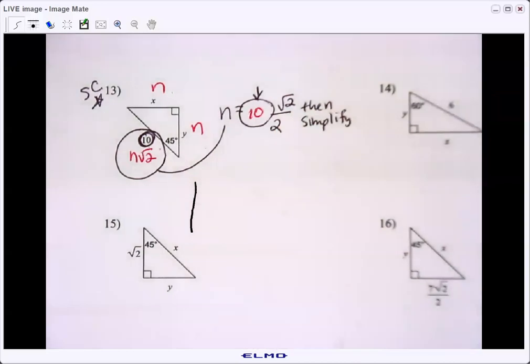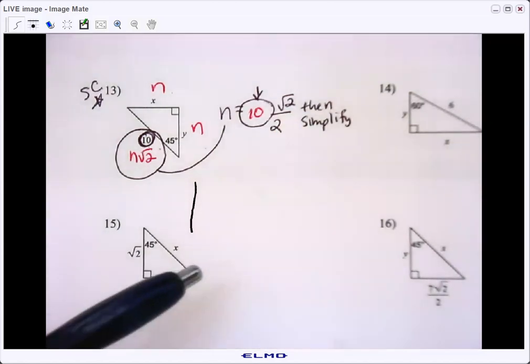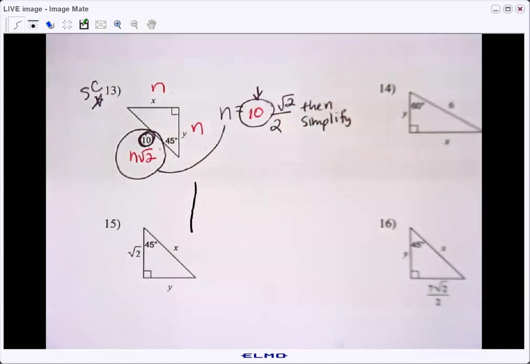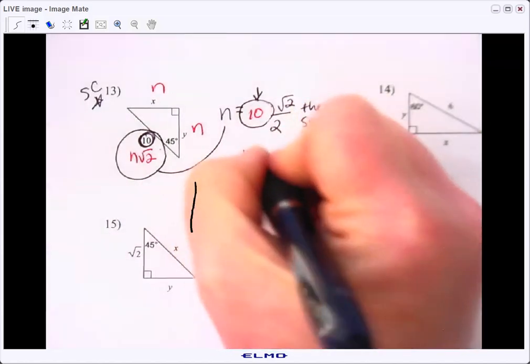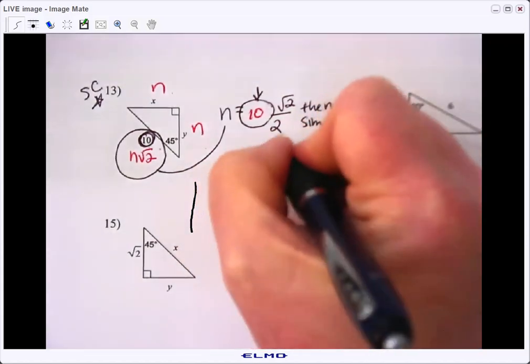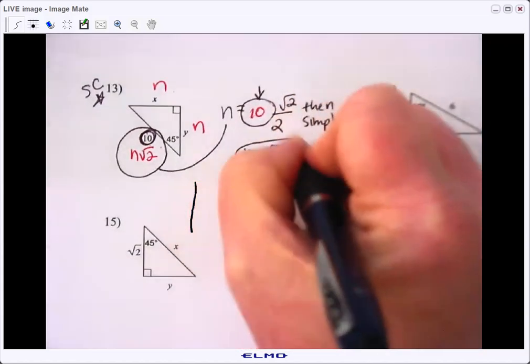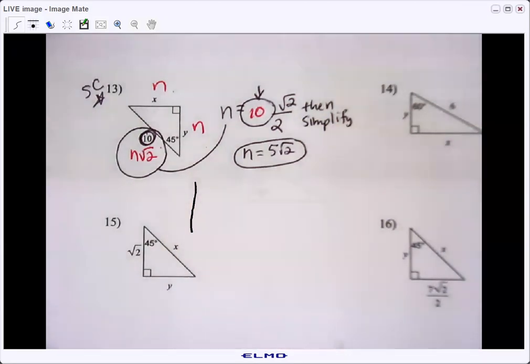Okay. If that were a 7, I would be done. But the bottom 2 goes into the top 10. And what do we get? 5 root 2. And you're done. That was it.